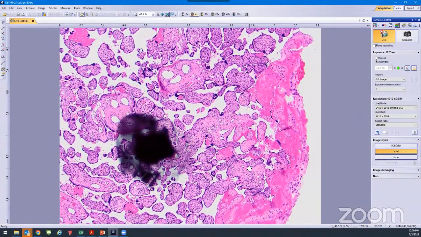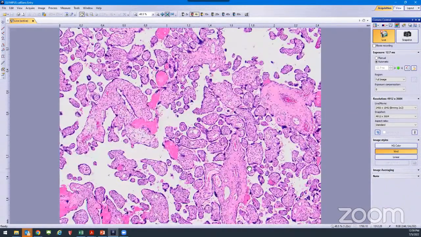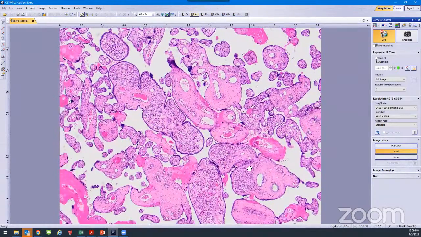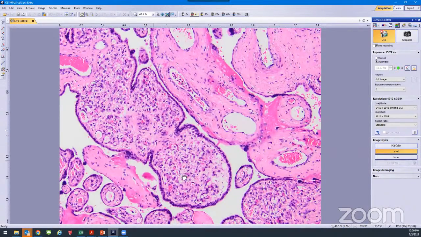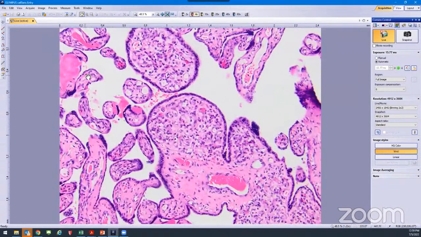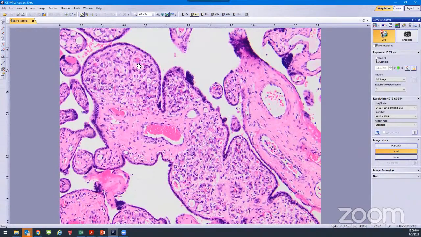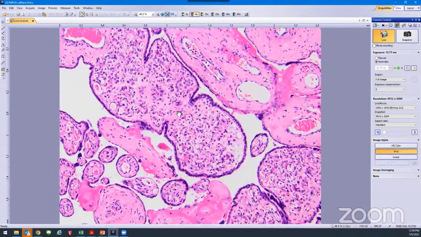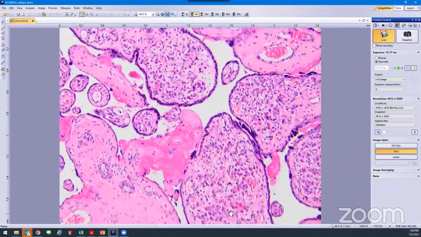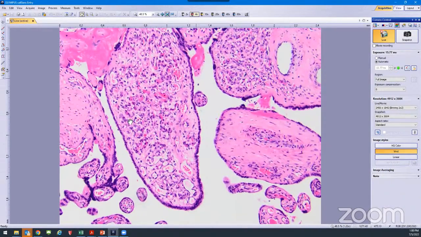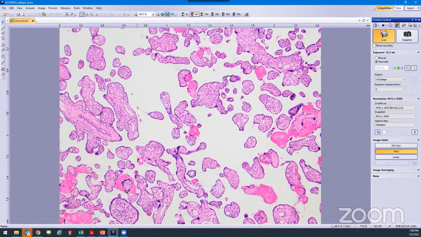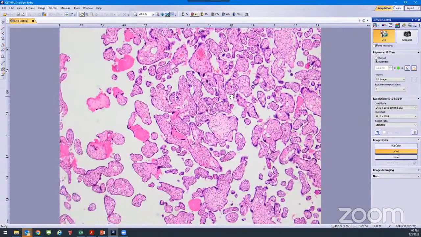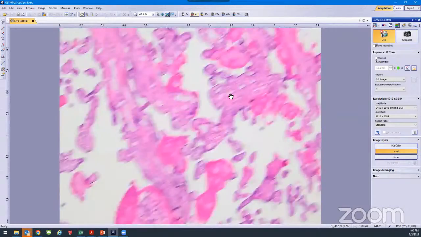And the other really interesting thing about this case, if you look at some of these stem vessels, these larger vessels, there's really something odd going on with the vasculature, right? Like you have your usual large vessels, and then you have all these capillaries that are proliferating throughout these stem villi. So you can see it here. It's kind of everywhere in the slide, this capillary proliferation.